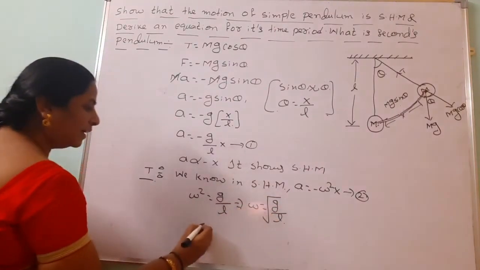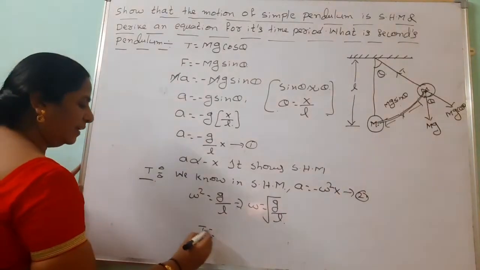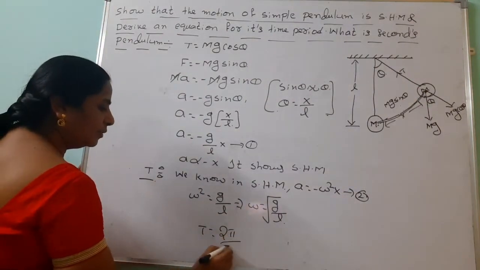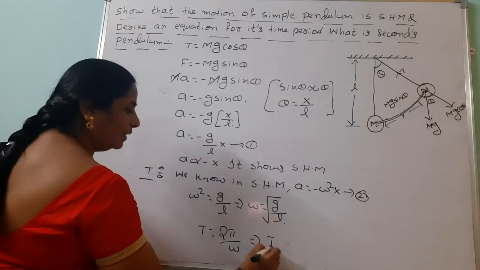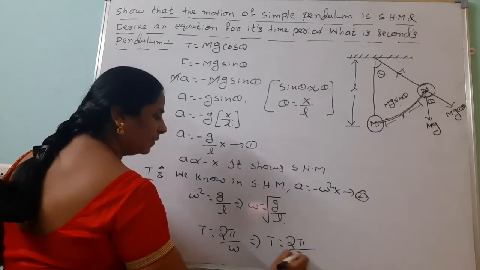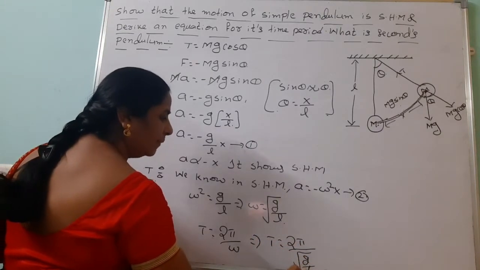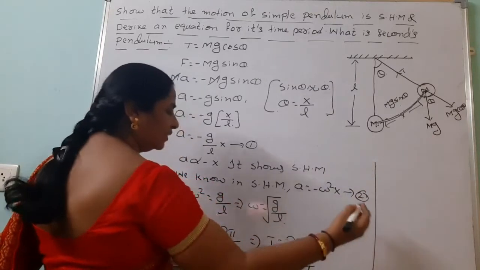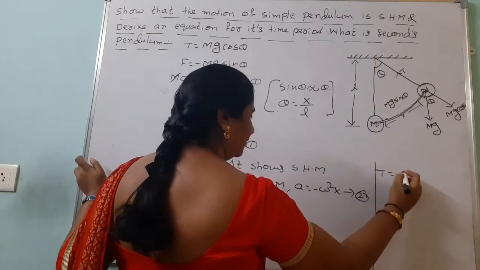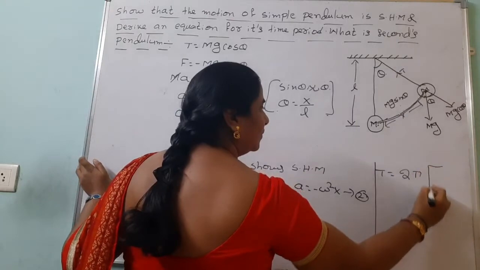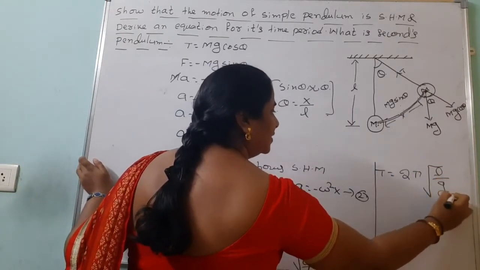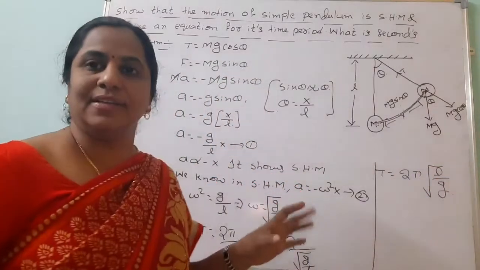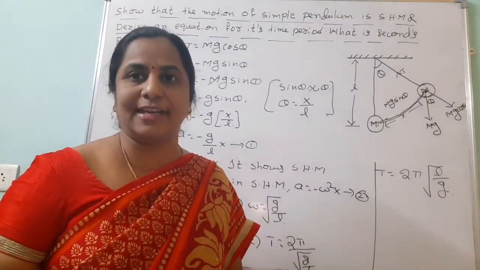When you know omega, we can easily find the time period. T equals 2 pi by omega. So instead of omega we write under root g by L. Then our final expression for the time period is T equals 2 pi into under root L by g. The second part is over. Then the third one is: what is the seconds pendulum?